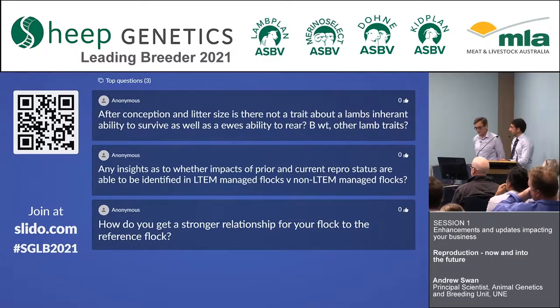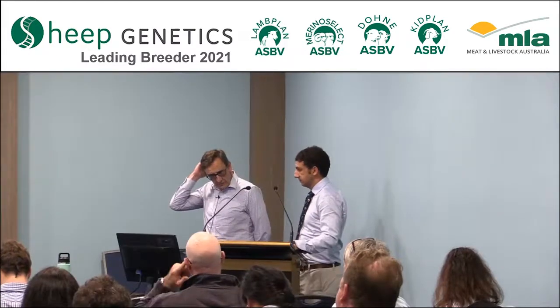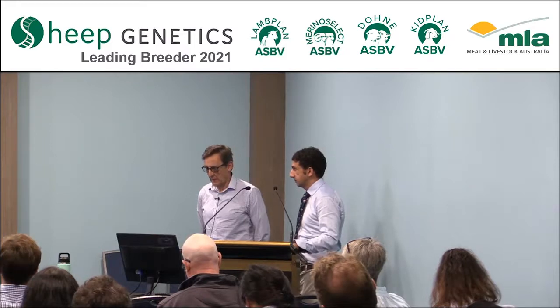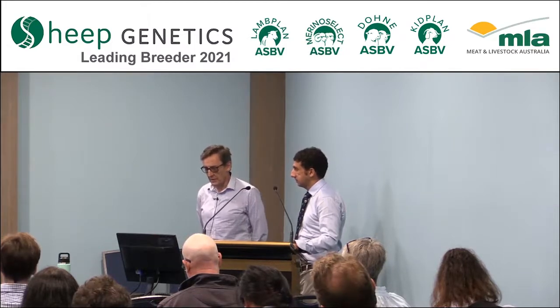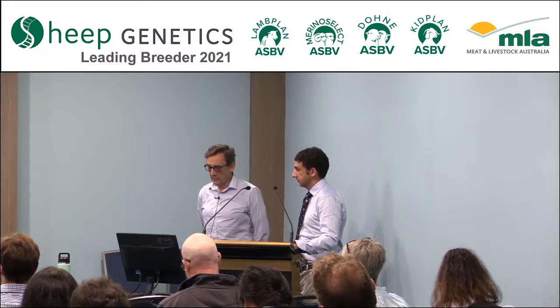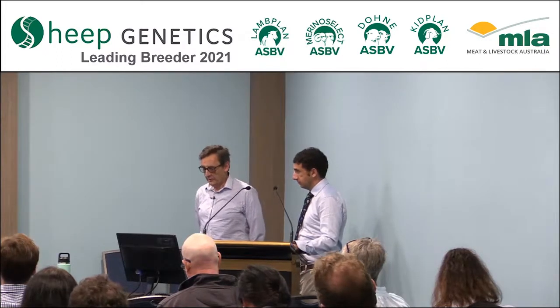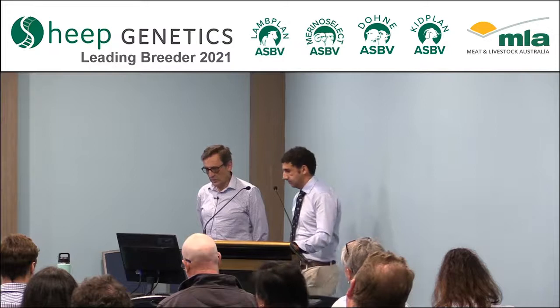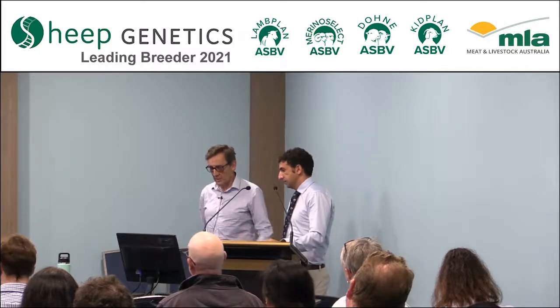Any insights into the impacts of prior and current repro status, and whether that's able to be identified from flocks that have participated in lifetime ewe management versus non-lifetime ewe management? Yeah, we didn't specifically attempt to identify those flocks. I do know that the MLP data is managed to LTEM requirements, so we can look at that there, and then it would be a matter of identifying other non-LTEM flocks. But we need more information on which flocks are doing what to be able to determine that.